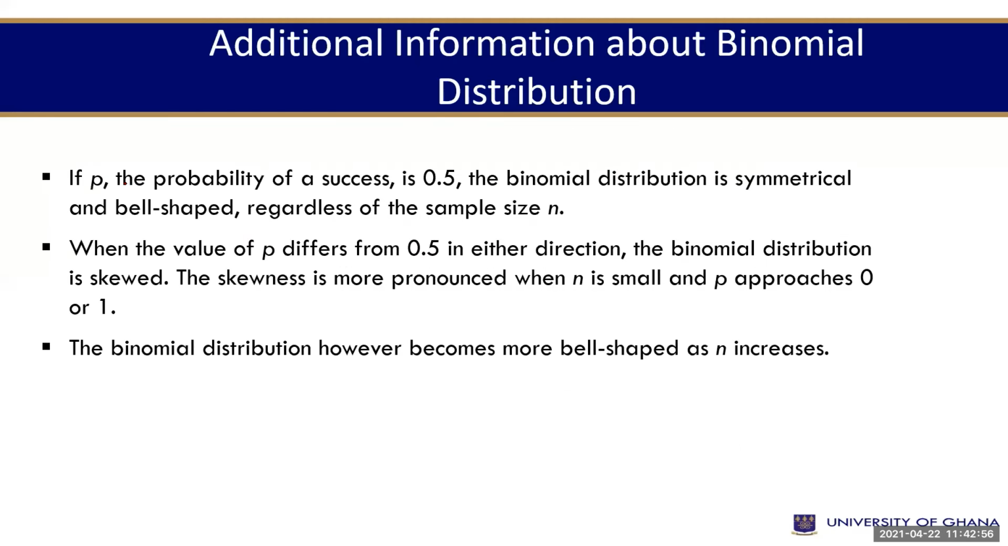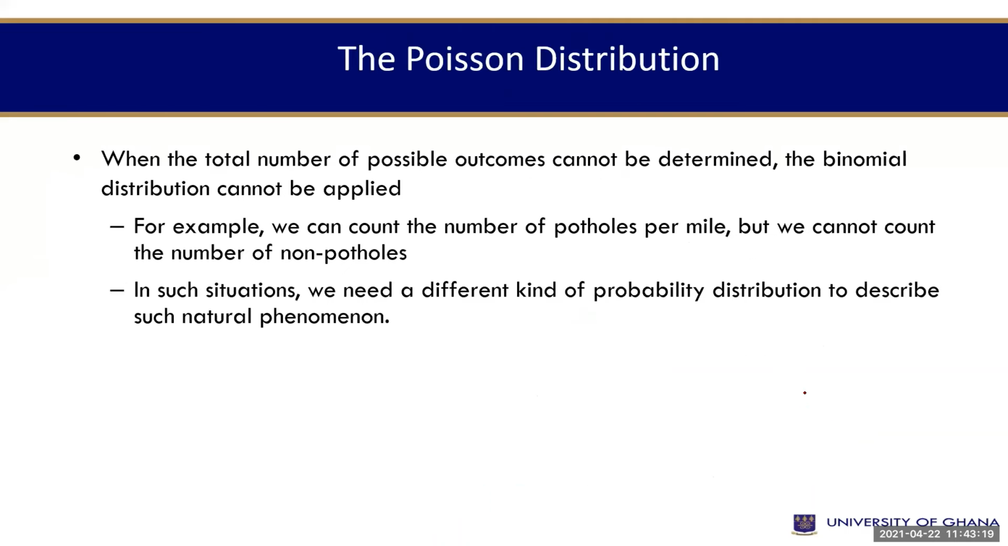Additionally, if p, the probability of success, is 0.5, then the binomial distribution is symmetrical and bell shaped, regardless of the sample size that we are looking at. We'll be talking about normal distribution later, but this is just additional information for you to be familiar with some of the characteristics of binomial distribution.